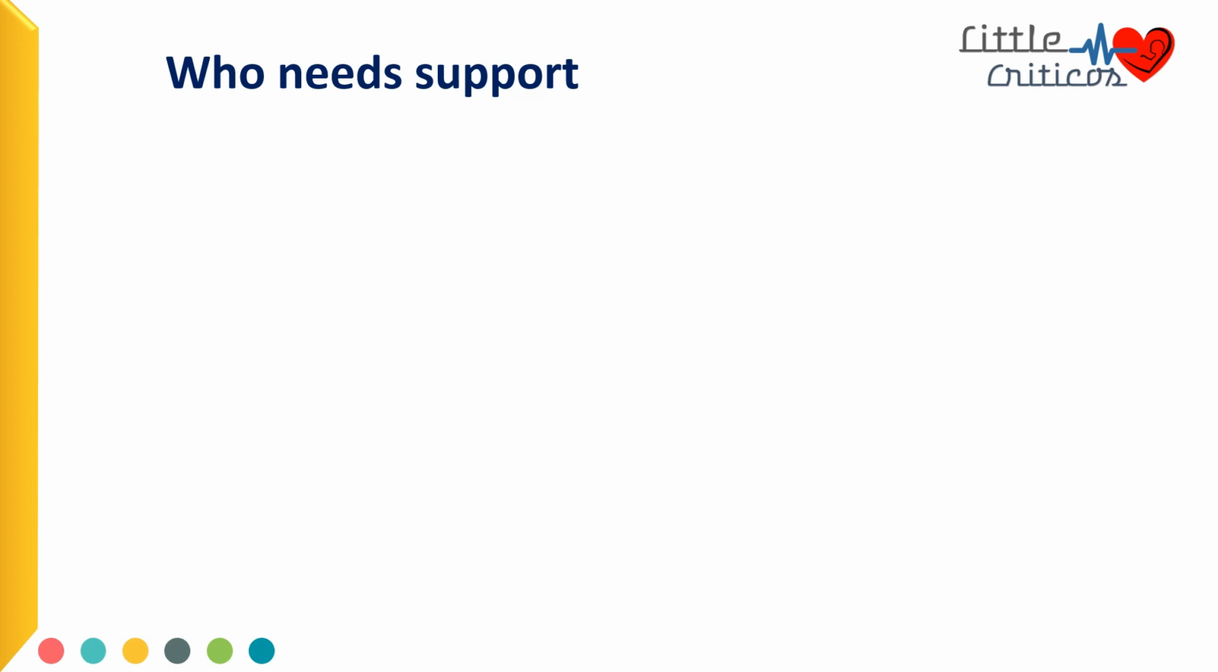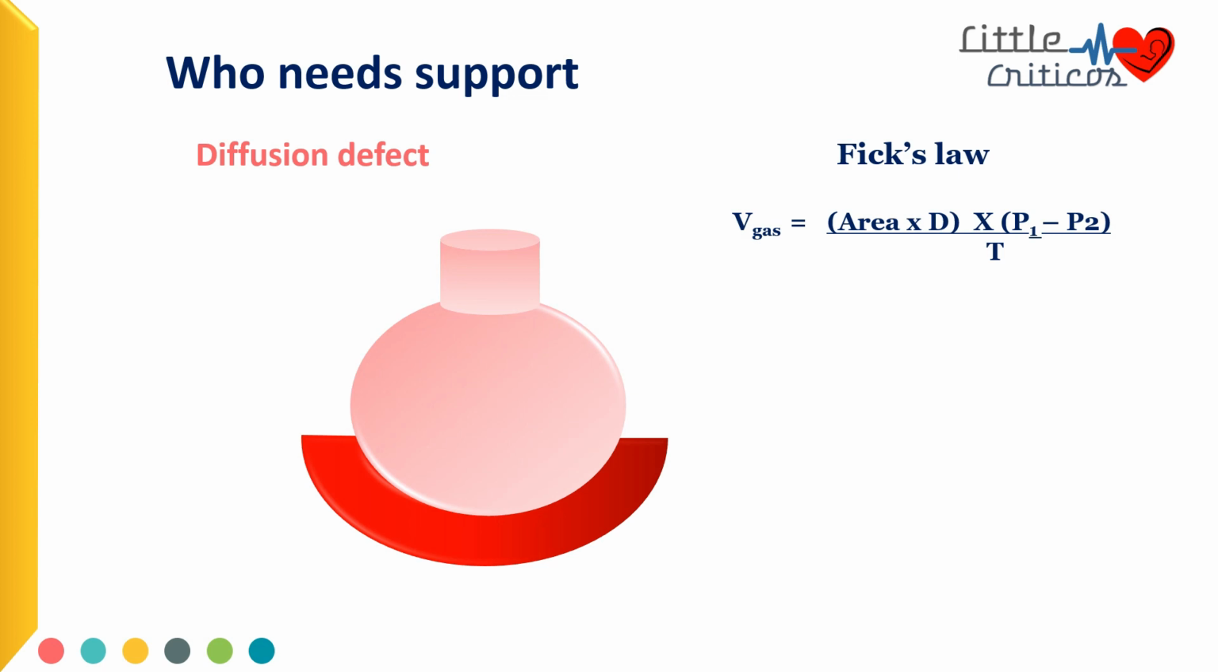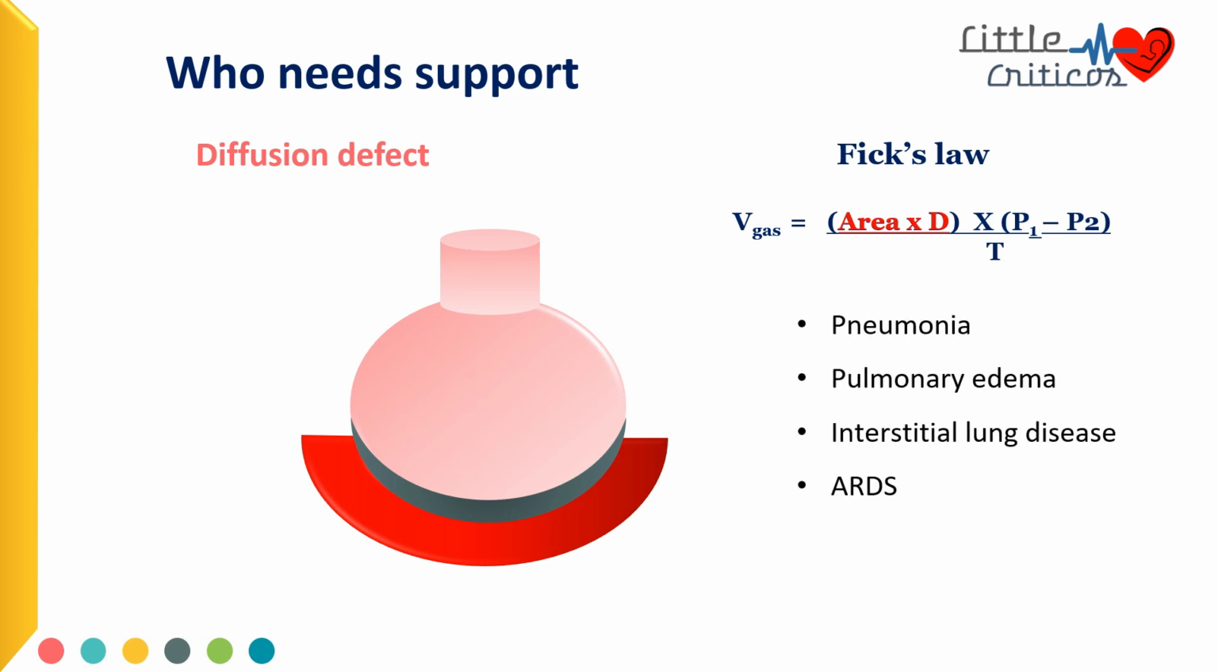The third defect is the diffusion defect. The diffusion of gas across the alveoli into the blood vessel is governed by the Fick's law, which states that the rate of diffusion is proportional to both the surface area and the concentration difference of the gas and is inversely proportional to the thickness of the membrane. As the thickness of the membrane increases, the diffusion of the gas decreases. This can occur in several conditions like pneumonia, pulmonary edema, interstitial lung disease, and ARDS.